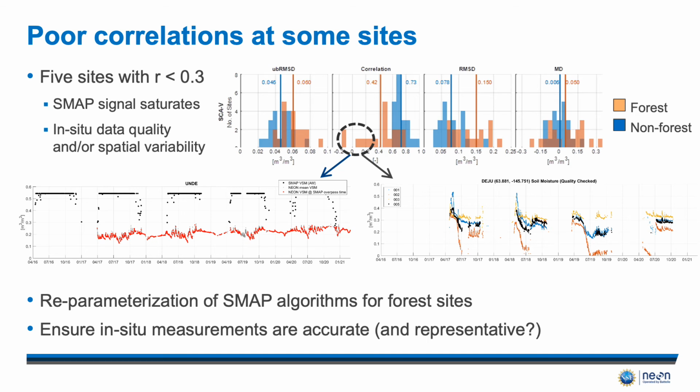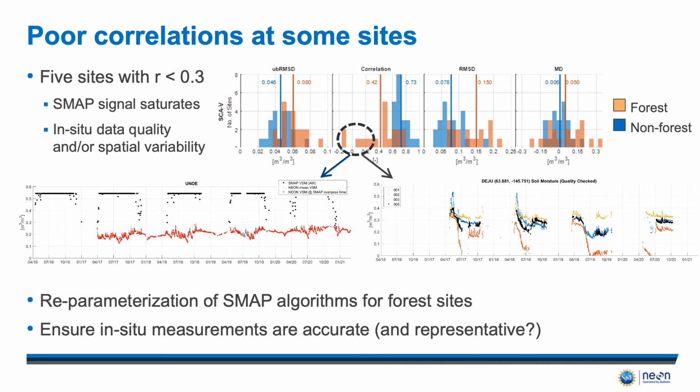Another thing we did was look at the sites with particularly poor correlations, which we defined as having an R of less than 0.3. There were 5 sites in this category, all of which were forested sites. And when we looked into what was going on here, we found that there were 2 causes. So for 3 of the sites, we saw clear signals of the SMAP data just saturating at very high water contents. And you can see this on the lower left time series, where the NEON data is in red and the SMAP data in black. And you can see that the SMAP data is just flatlining at these very high soil moistures for almost the entire growing season.